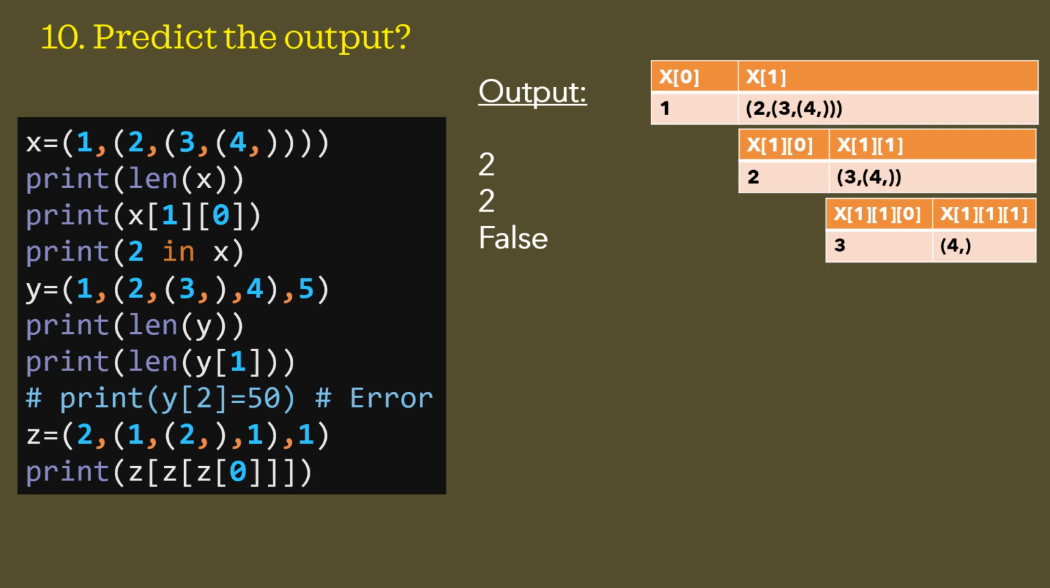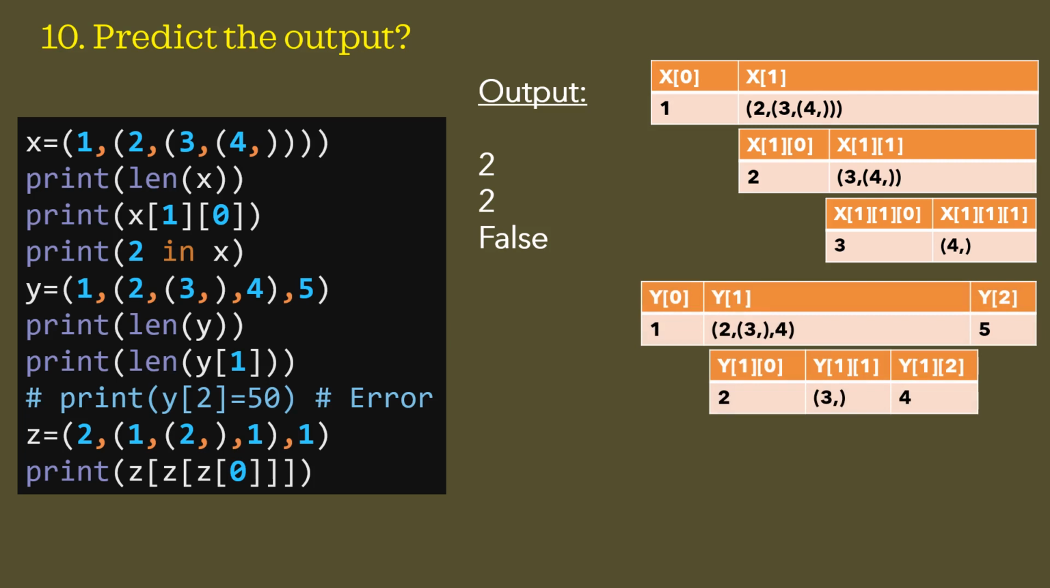Now y is equal to 1, 2, 3, 4, 5, but these are not in a direct form, these are in the inner tuple or nested tuple form. So actually there are 3 elements in this tuple y. The first element is 1 and the next element is another tuple having values 2, 3, 4, where again 3 is also not a single element, that is also within another tuple. And the third element is 5.